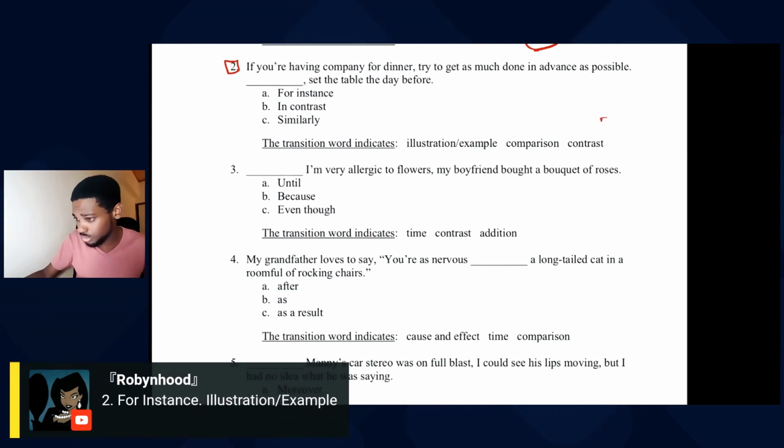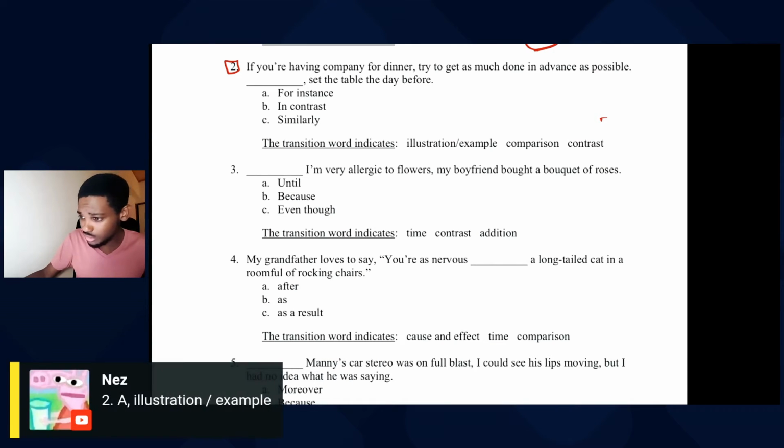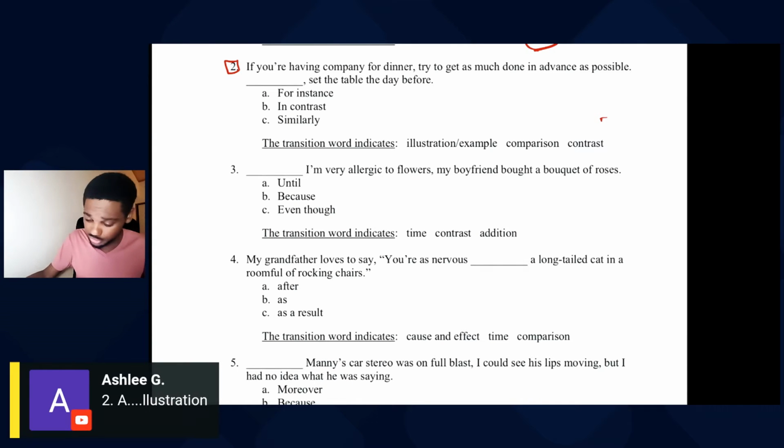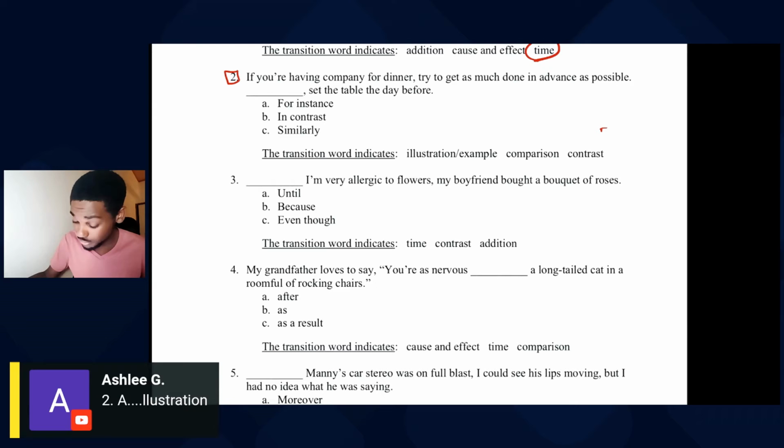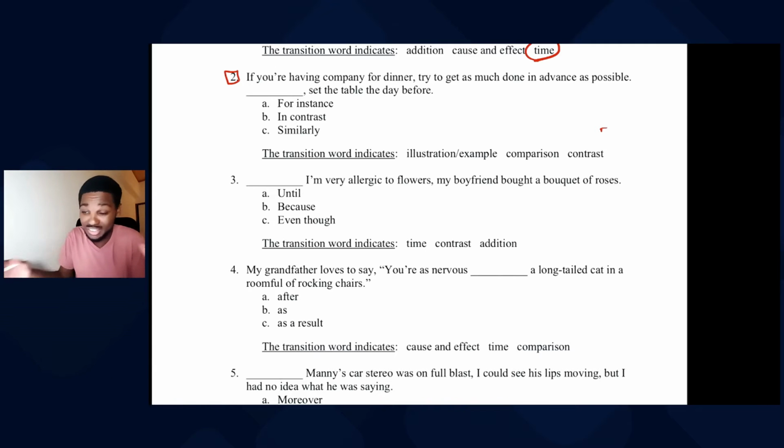All right, for 2, see, for instance, illustration, A, illustration. If you're having company for dinner, try to get as much done in advance as possible. And now we're going to get an example of what you can get done or an example of how you can get as much done as possible. And we have for instance. We could also have something like for example, right? For instance, set the table the day before. So it's A, and this is definitely giving us an example. All right, cool. Let's go to number 3.